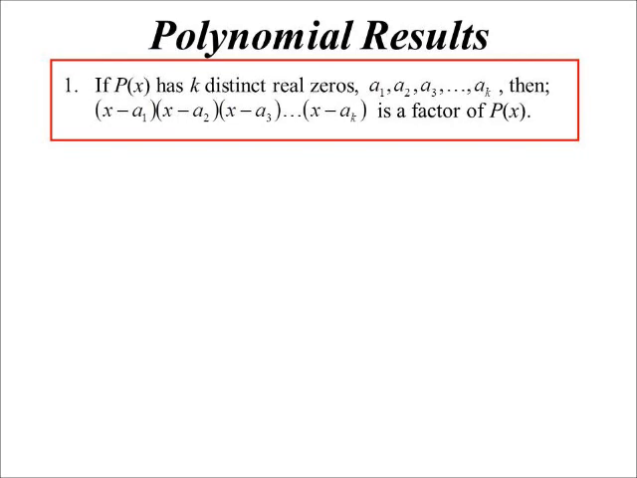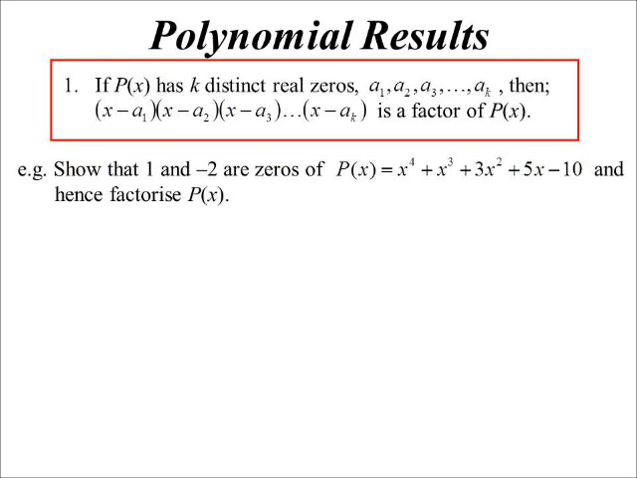Because we know if we substitute in a1 we get 0, then x minus a1 must be a factor. Substitute in a2 and we get 0, x minus a2 must be a factor. So therefore, logically, all of those things multiplied together must be a factor of the polynomial. Alright, so let's have a look at this one. We're going to show that 1 and negative 2 are zeros, and then hence we'll go and factorise it.